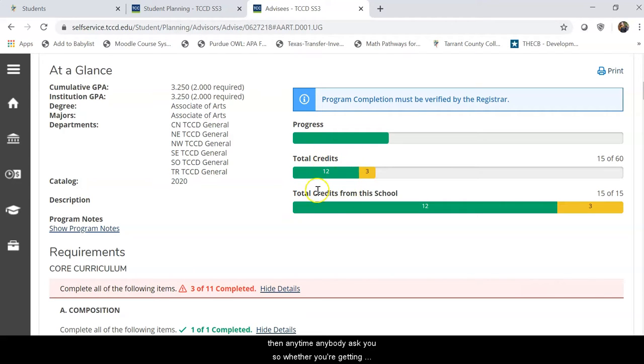And then anytime anybody asks you, whether you're getting tuition reimbursement for work or applying for a scholarship, don't forget to apply for scholarships. They're open. This is your number right here. This is how you'll always know where you stand. And how many you need for your program is always going to be over here.